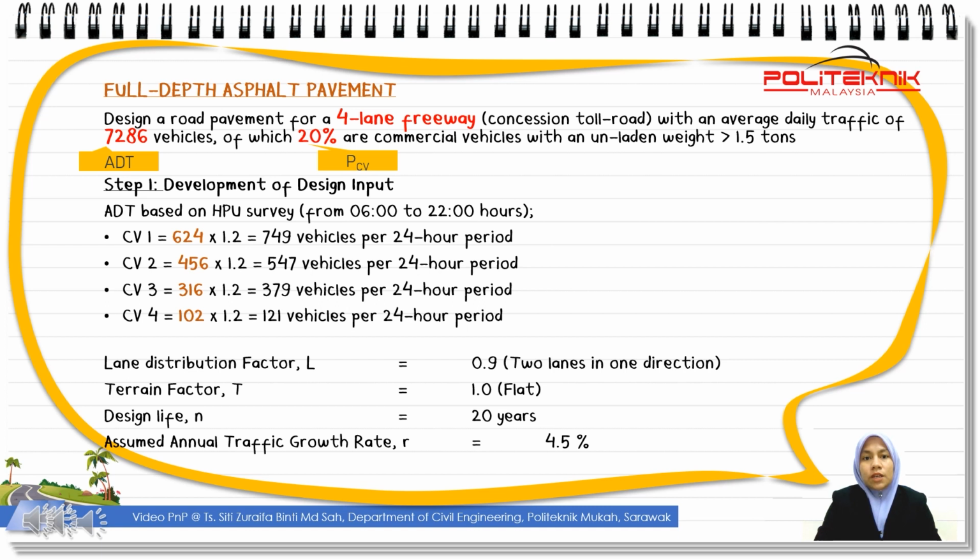Average annual traffic growth factor, R, for CV. B, terrain condition, whether it is flat, rolling, or mountainous. By using table 2.3, based on terrain conditions, you can get the value of terrain factor, T. From the number of lanes, you can get the value of lane distribution factor, L, by referring to table 2.2.